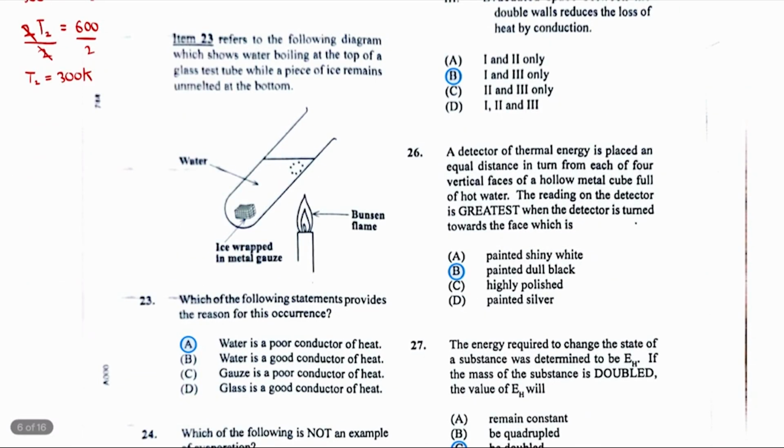Which of the following statements provides the reason for this occurrence? So what's happening here? Water is boiling at the top, however, the ice remains unmelted at the bottom. The reason for this is the water is not doing a very good job at absorbing and transferring the thermal energy. So a good bit of thermal energy is absorbed over here, but it's not transferring it to the ice wrapped in the metal gauze. So the answer is A. Water is a poor conductor of heat.